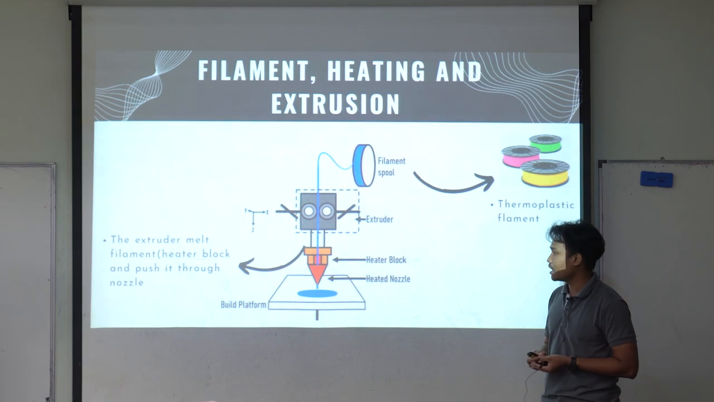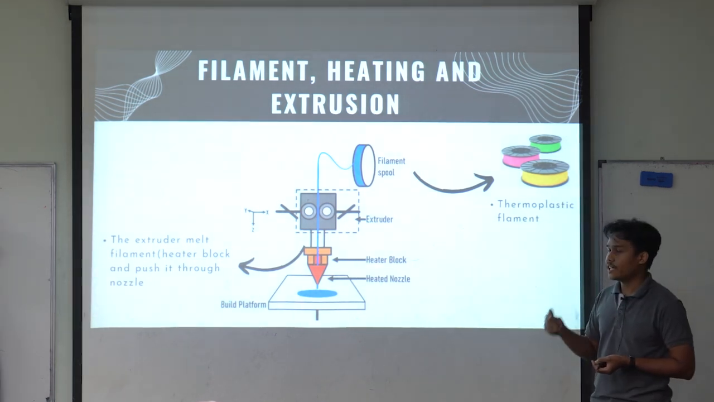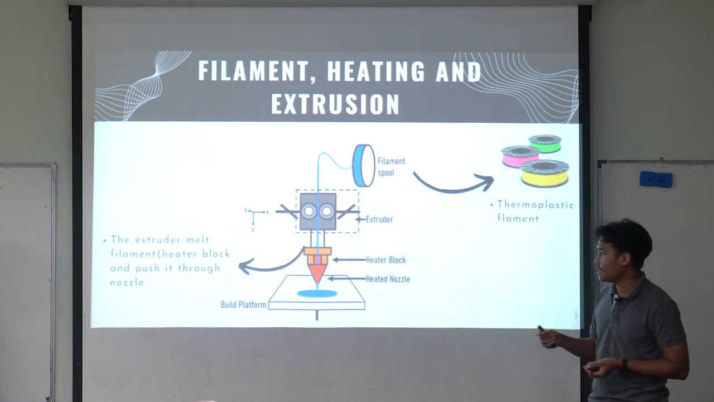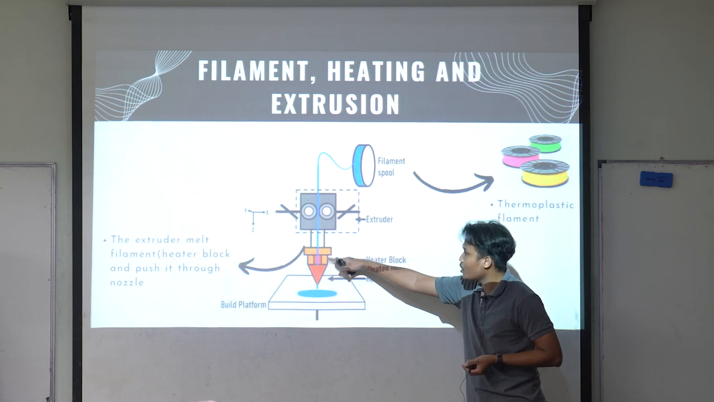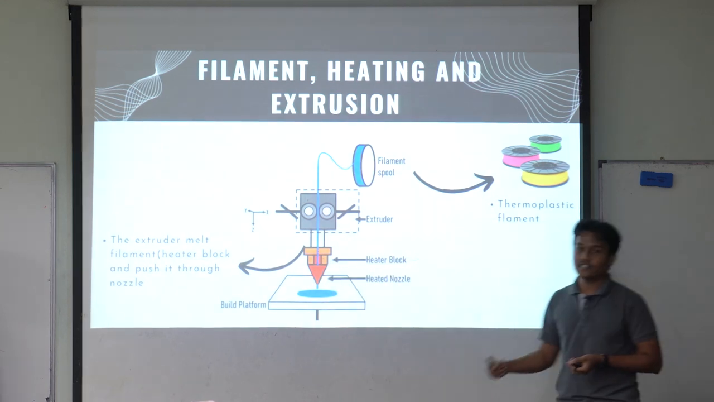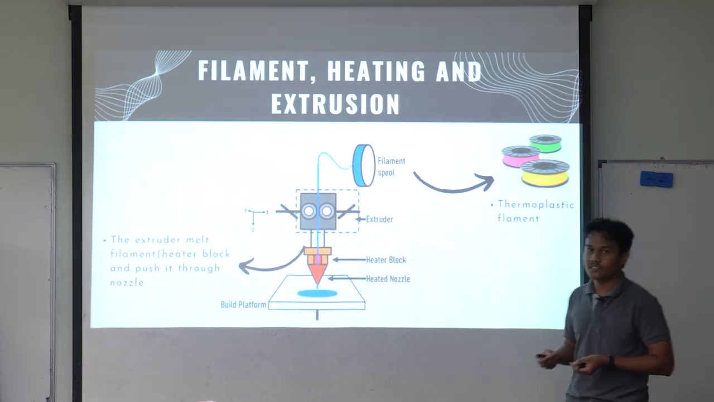and it will be pushed onto what we call the printer bed. This is the printer bed. And this is the small nozzle, the heater block. This is where we heat the filament to make it a more viscous, molten material.